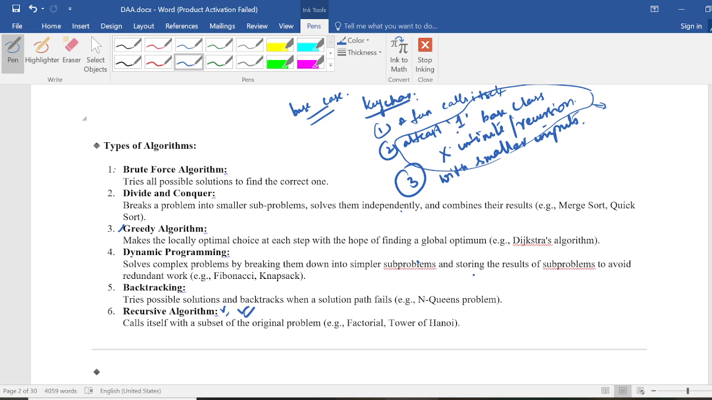Recursive case: the function calls itself with a modified input. So there is a case for recursion, there should be a case or an input. That is called the recursive case. Examples of recursive algorithms are Fibonacci, factorial, a very famous example, and tree traversal is one more example.